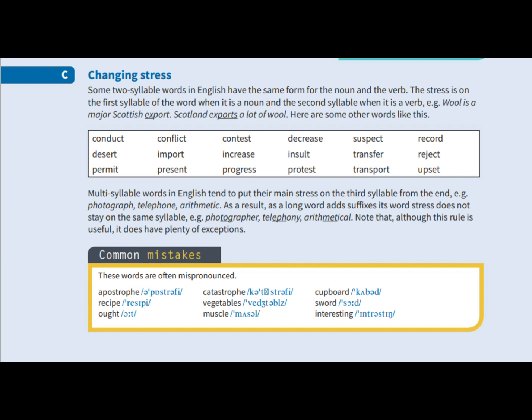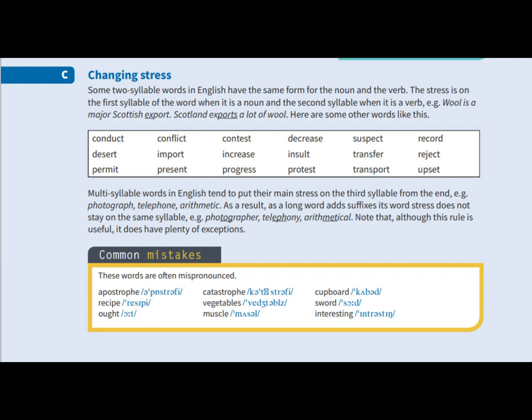For example, wool is a major Scottish export. In export, the first syllable is stressed because the word is a noun. Scotland exports a lot of wool. Here, the second syllable is stressed because exports is a verb.